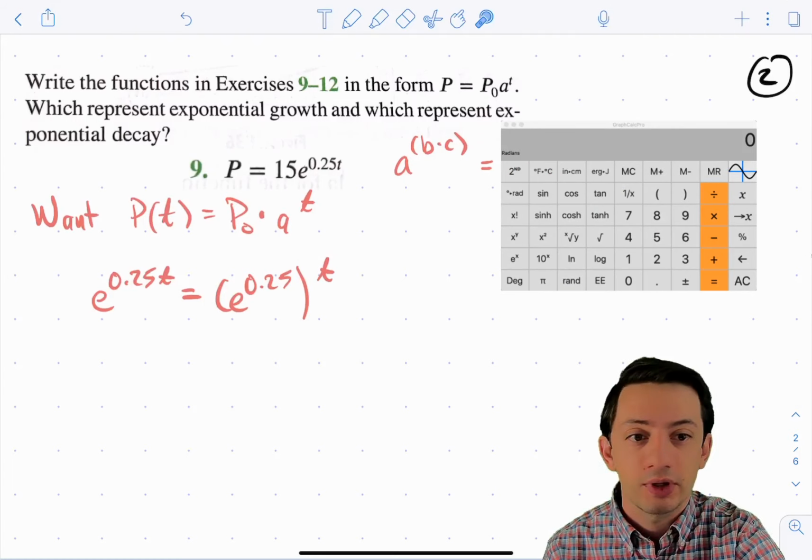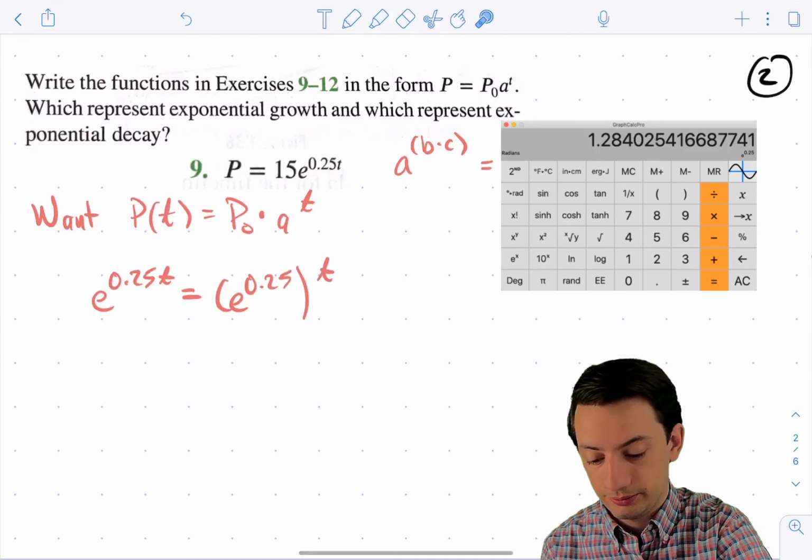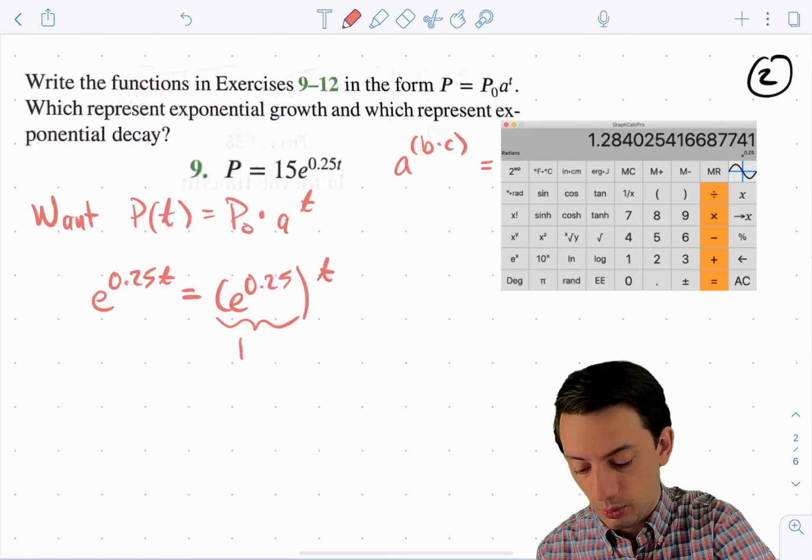And we're going to calculate e to the 0.25. So the way we do this on this calculator, at least, is we put in 0.25, and then we click this button that says e to the x. And it tells us that it's about 1.284. So let's make a little note. That's about 1.284 approximately.